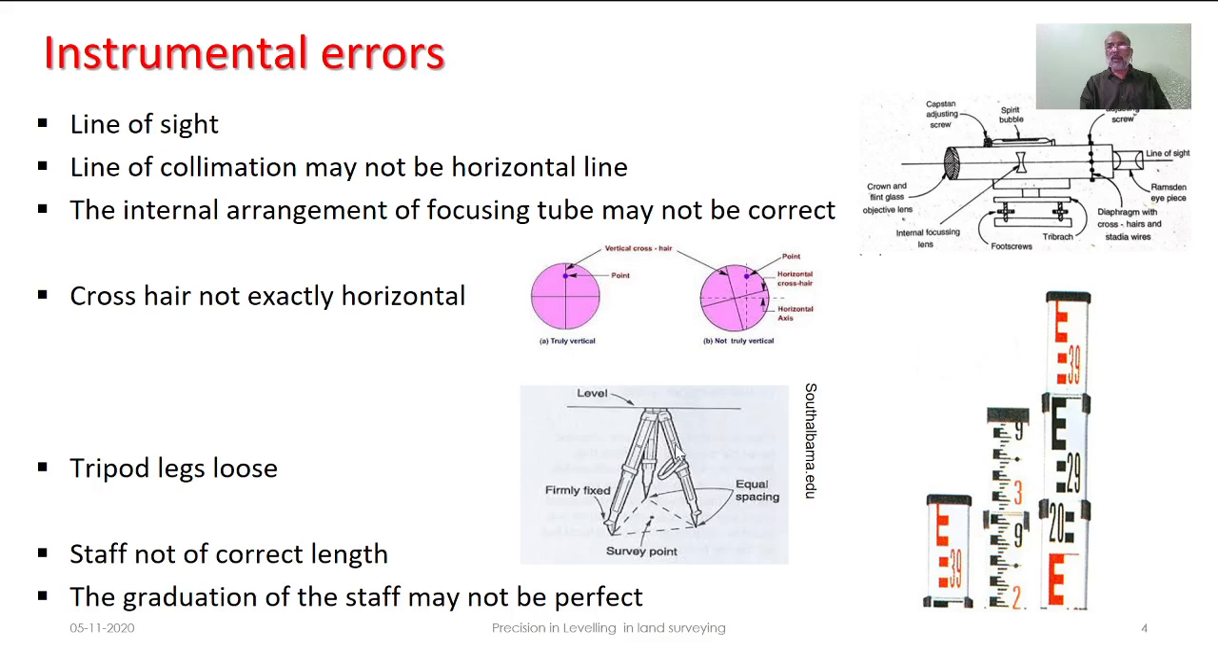You also know that the equipment is to be mounted on a tripod, which normally consists of telescopic legs. So it will be provided with certain metallic shoes and some kind of clamps. If they are not working properly, if the nuts that are provided to fix the caps over these particular legs are not working properly, the tripod legs will be loose.